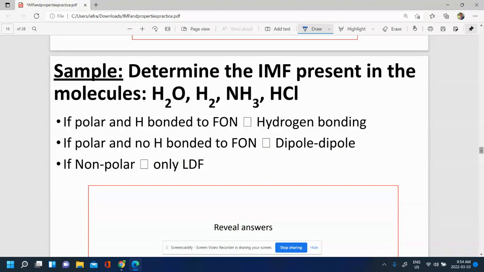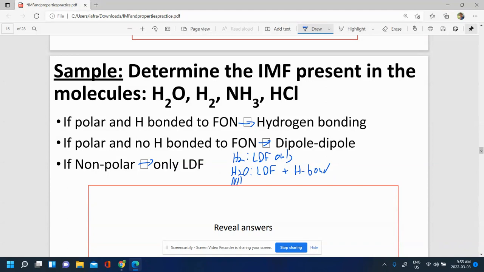So similar type of question, determine the IMF present in the molecules H2O, H2, NH3, and HCl. And we have our similar rules there. But just to go over a couple of these, you know H2 is nonpolar, so it's LDF only. Let's do H2O. You know this is polar, so there's LDF, but you also know that it has the OH group, so there's hydrogen bonding.